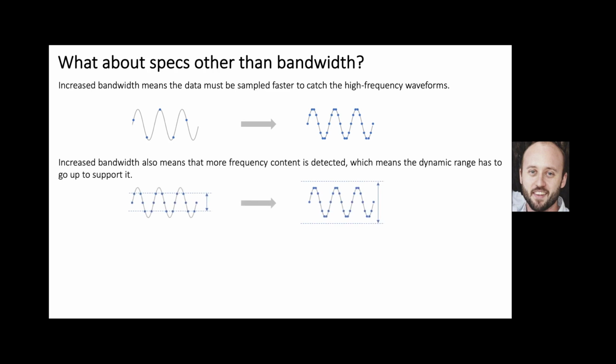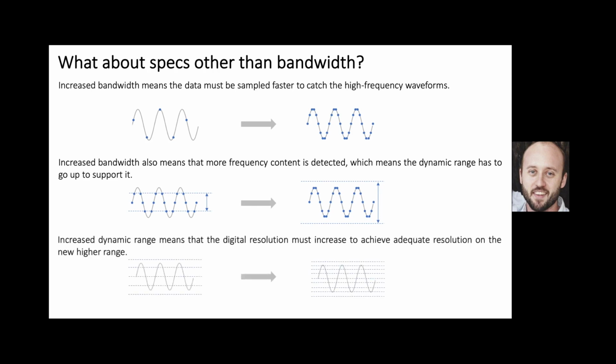And then of course, if we have a higher bandwidth, that means we're detecting more frequency content, which basically means there's more overall signal that we're seeing, and we have to actually increase the dynamic range as well. So when we start talking about sensor specifications like an accelerometer that measures 10 Gs or 32 Gs or 64 Gs, that's what we're talking about with dynamic range. And increased dynamic range means that we also now have to increase the resolution of the signal, because we're now looking at a higher range of measurement values. So we want to increase that resolution so we can capture them all and still capture them all accurately.